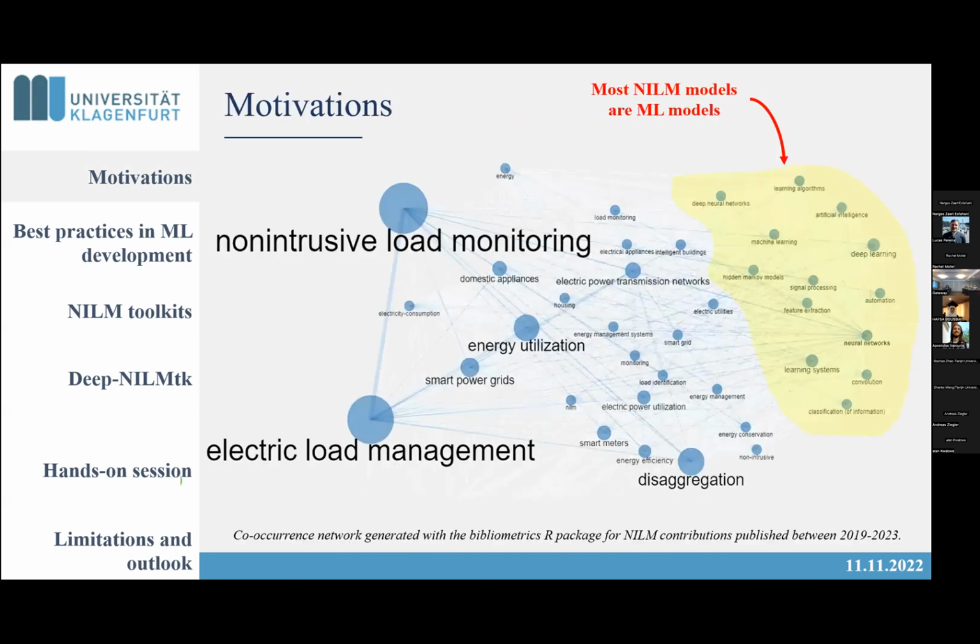If we look at the NILM scholarship, this is basically a co-occurrence network that was generated from the papers that were published in the last 5 years. We will notice that 99.99% of the models are machine learning models. And if we look at the machine learning field, I believe that comparability and evaluation are a bit more advanced. So the idea was to see how we could borrow some of their best practices and adopt them in the NILM scholarship to help improve this aspect.